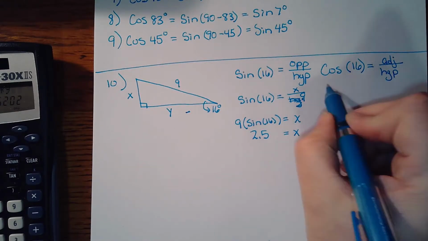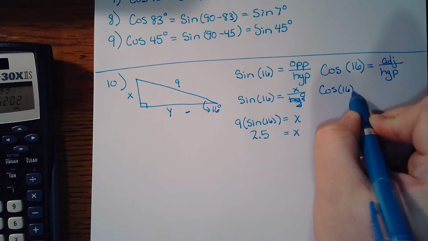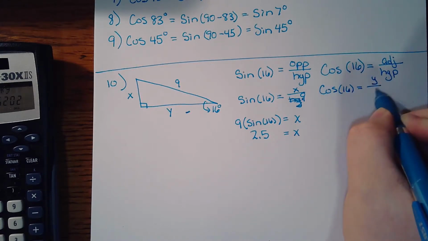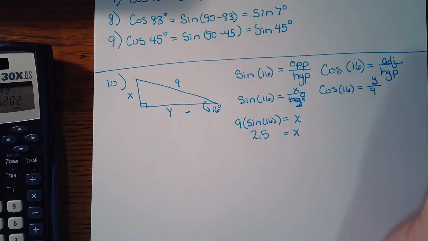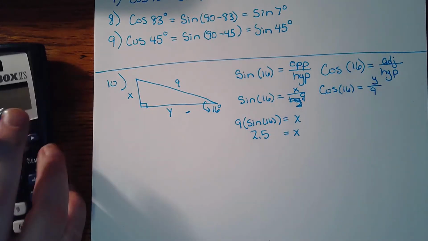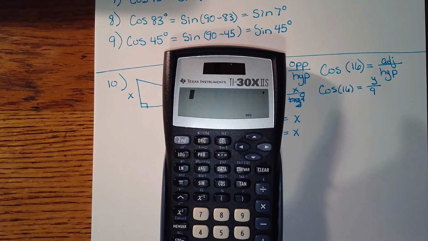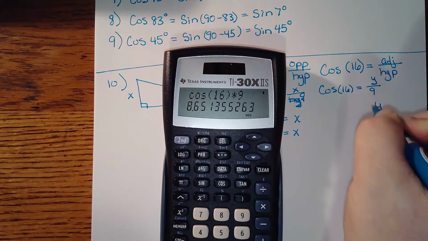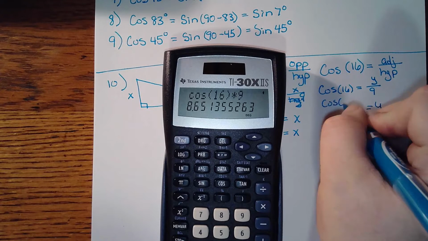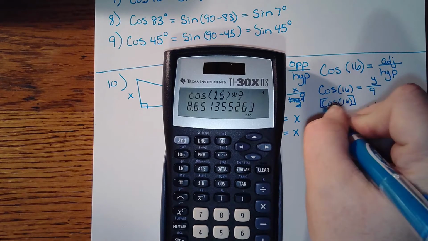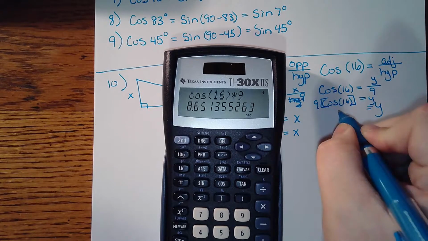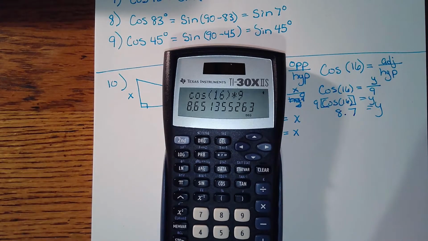So we have cosine 16 equals y over 9. You're going to do the same thing here, so let me clear that. Instead of sine, you're going to have cosine. So we have cosine 16 times 9, and that is going to give me y equals 8.7. And remember, you have to round it to the nearest tenth on your assignment, so keep that in mind when you're working this.